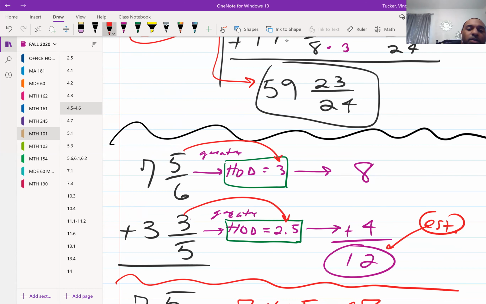So this 5 was greater than this 3 right here. So that took my 7 up to 8. This 3 is greater than 2.5. So that means this 3 goes up to 4. And we had a bunch of 3's in here, so we had to make that distinction. After you've established if the whole numbers will move up or not, you can go ahead and add them together or subtract, depends on which one you're doing. 8 plus 4 gives us 12.